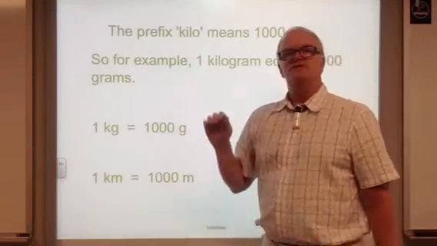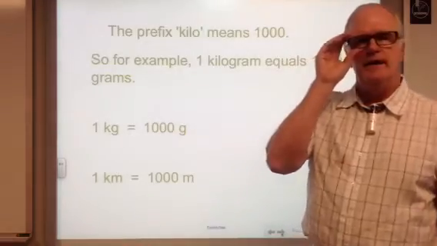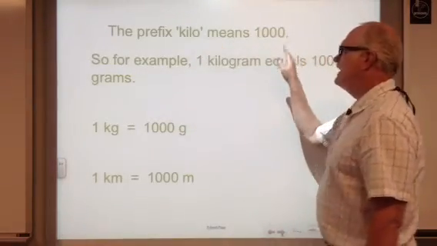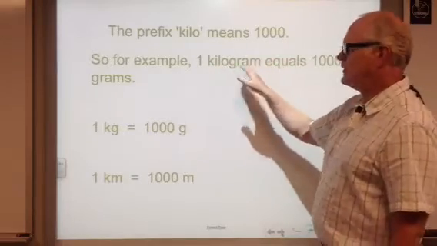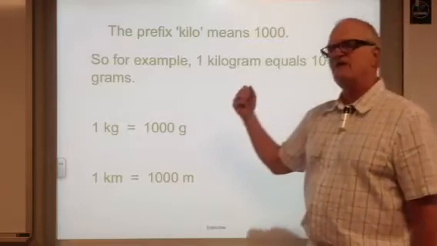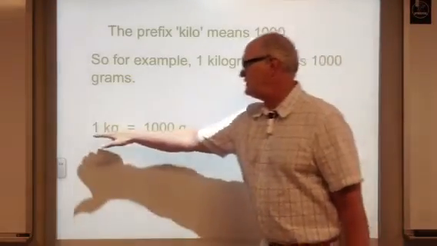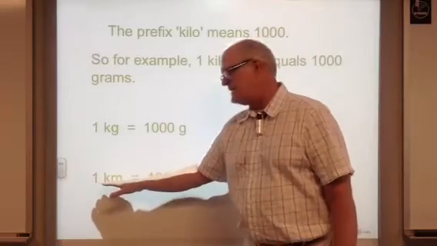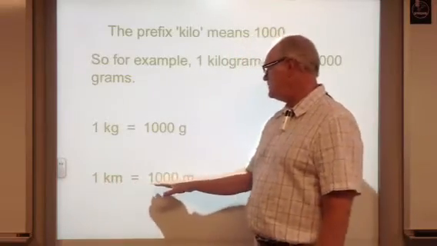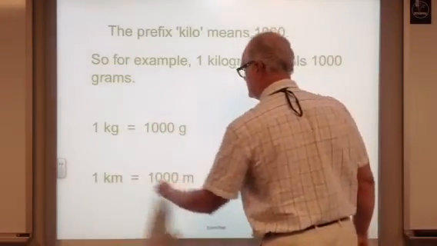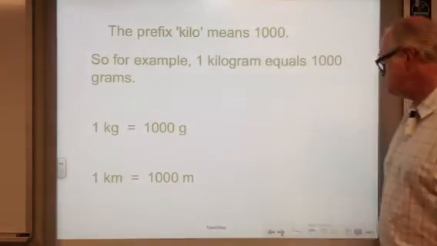This is one of the prefixes that we're familiar with in the metric system. The prefix kilo means 1,000. A kilogram, we actually say kilogram, equals 1,000 grams. Here it's written down in symbolic form. In the same way, a kilometer equals 1,000 meters. So a kilogram equals 1,000 grams. A kilometer equals 1,000 meters.